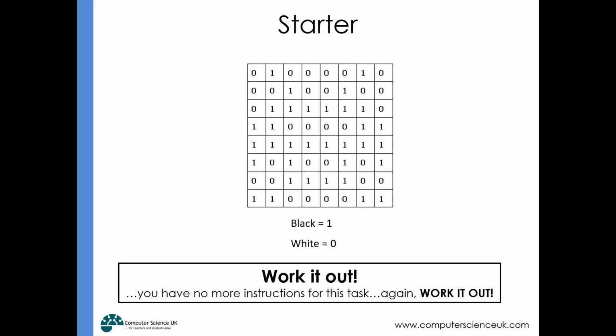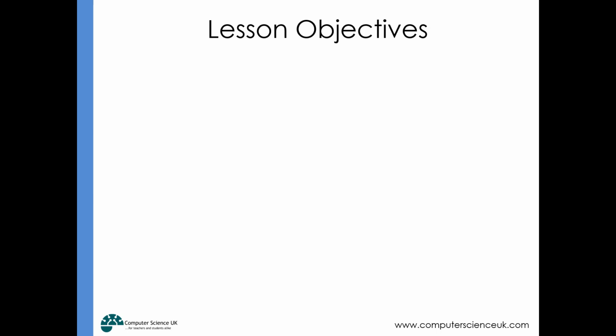If we had a look at this picture here, you can see that it just looks like a load of ones and zeros. Now if I was to say that black was 1 and a 0 meant white, then perhaps we would be able to start to have an idea as to how this picture could form. We'll come back to it in a minute.